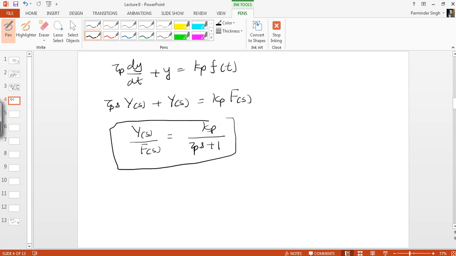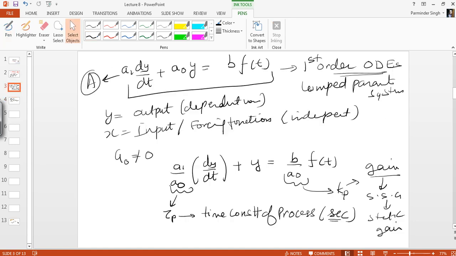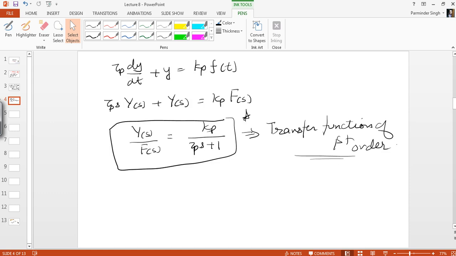So this is a very important transfer function, the transfer function of first order. The other name for this is first order lag or linear lag. Clear? So that means any equation which is represented by this first order, its transfer function is represented as this.